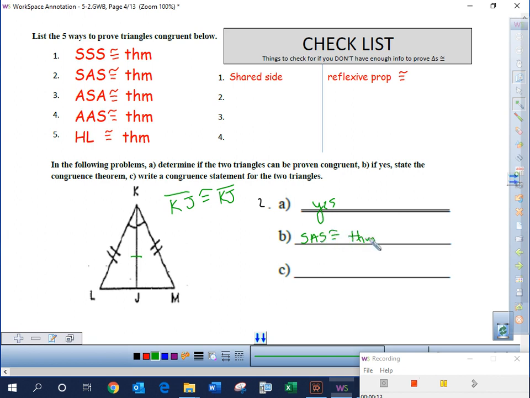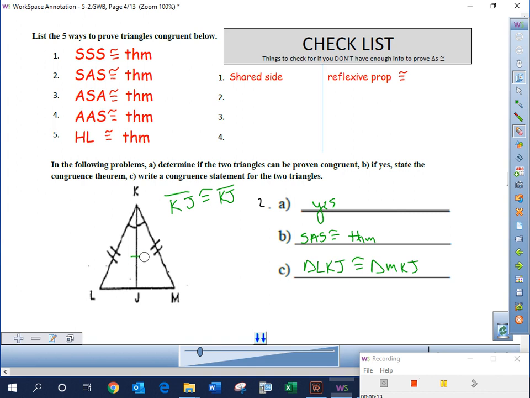And then we'll name the first triangle LKJ, whatever we wanted to call it, and it is congruent to triangle MKJ. So we did not have enough information to prove what we wanted, so we used the checklist. Now I'll tell you what, it's not like that's the only way we could have done it. There are other ways, but they're harder.